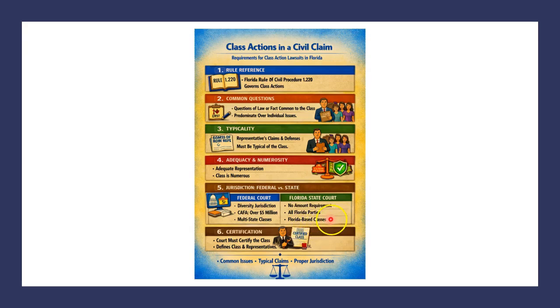The court needs to certify the class, and that happens as a separate process, and define the class and its representatives. So remember: common issues, typical claims, and use the proper jurisdiction.